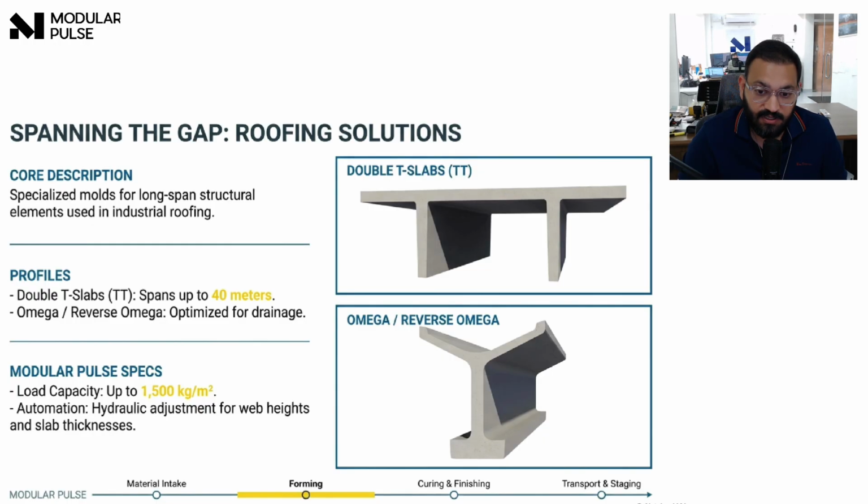Another system shown here is omega and reverse omega profiles. These are specially designed for drainage, roofing efficiency, and structural stability. These elements are produced in adjustable molds, so slab thickness and web height can be changed easily. And what's the result? Faster roofing, fewer columns, lower foundation cost, faster project completion. That is why precast roofing is widely used in factories, warehouses, and logistics parks.